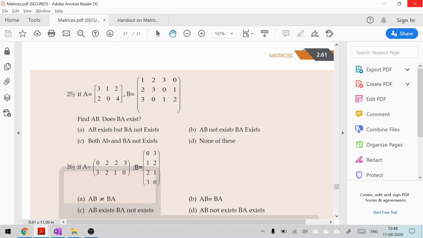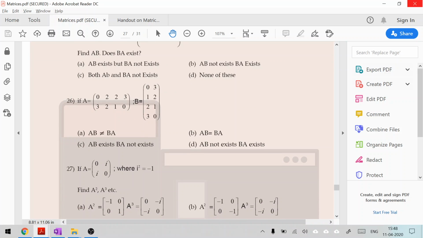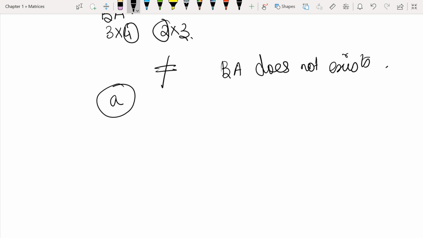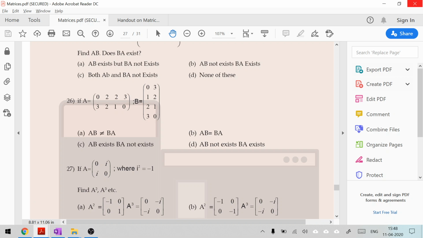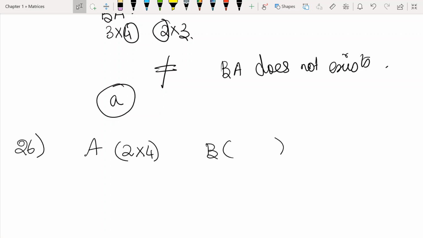Come to question number 26. Okay, similar situation. Now A matrix has got 2 rows only but 4 columns. So let me write that down. Question number 26. A is nothing but a 2 row 4 column. Now B is nothing but, let's check that, 1, 2, 3, 4 rows, 2 columns. Okay. Number of columns of the first one is equal to number of rows of the second one. So therefore AB exists.